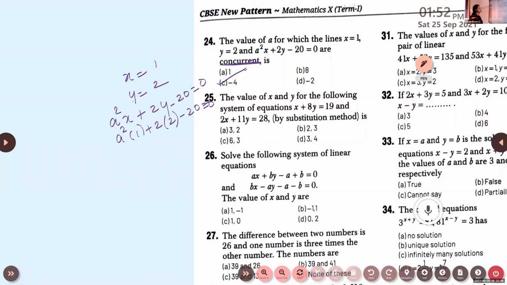Look at the next one. The value of x and y for the following system of equations is. Either you can solve by elimination. Here they have mentioned a substitution method. So solve this, and whichever method you follow, the final answer will be the same. You have to just get the answer. What will be the answer here?